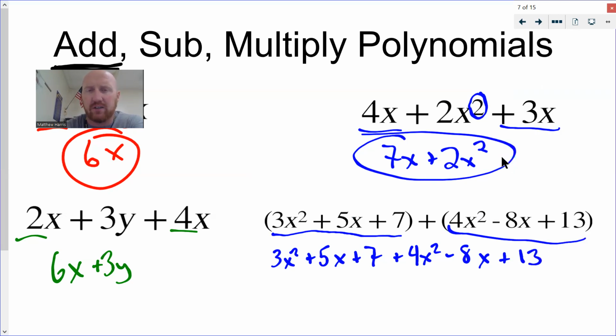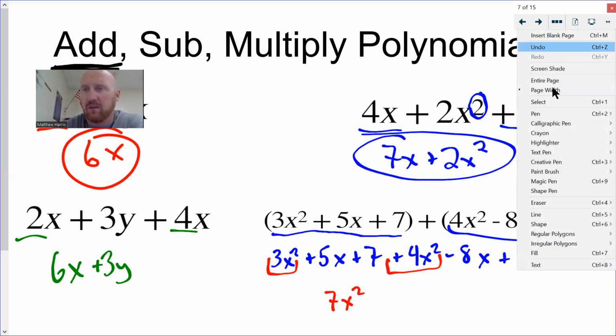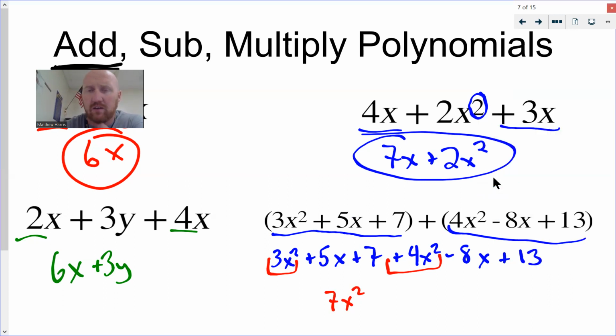And we just combine our like terms. So if we look here, we have a 3x squared and we have a plus 4x squared. Those are like terms. We combine them together. We get 7x squared. Then, if we look here, we have a 5x and we have a minus 8x. Those are like terms because they're both x to the first power. So positive 5 plus a negative 8 would give us a negative 3x.